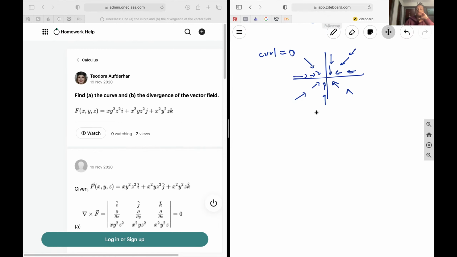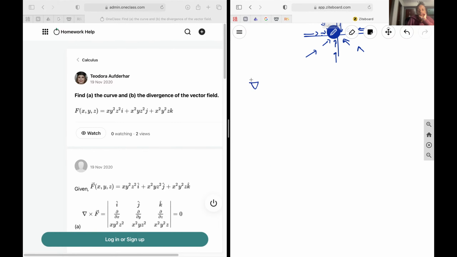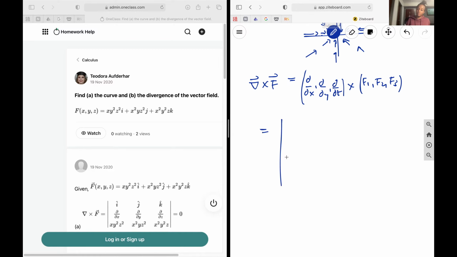Okay, so again, let's find the curl of our vector field. So we are going to take the cross product between these two, and that is going to be d over dx, d over dy, d over dz cross with f1, f2, and f3. We know what they are because we've been given the vector field, so we're just going to put that in when we are finding the cross product. So i j k, and then d over dx, d over dy, d over dz, and then put in your f1, f2, f3.